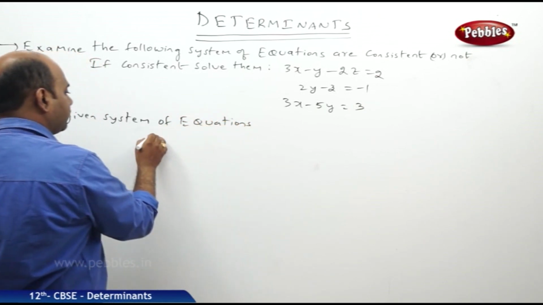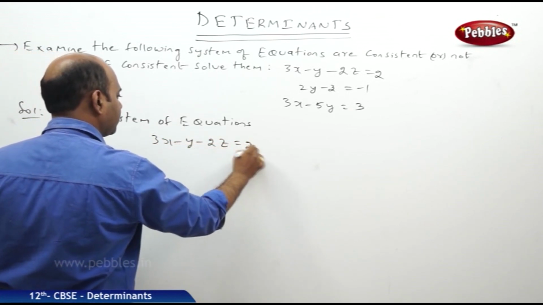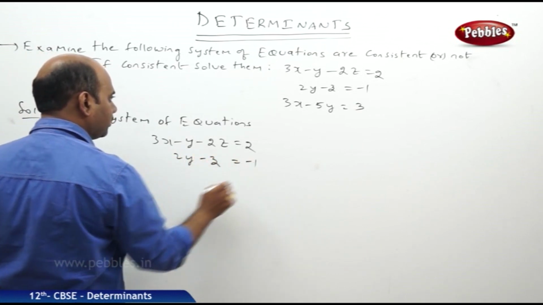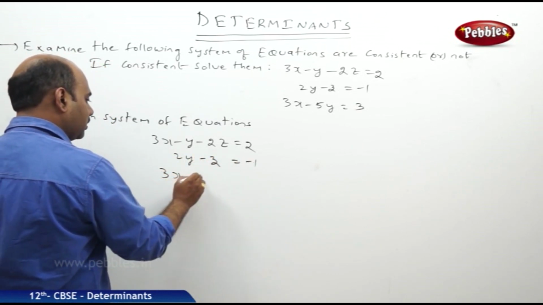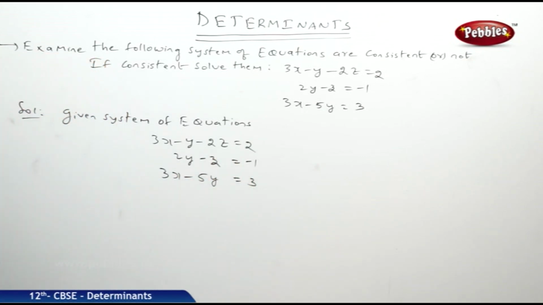What are the given system of equations? 3x minus y minus 2z is equal to 2, 2y minus z is equal to minus 1, and 3x minus 5y is equal to 3. These are the given system of equations. So first of all we need to find delta.